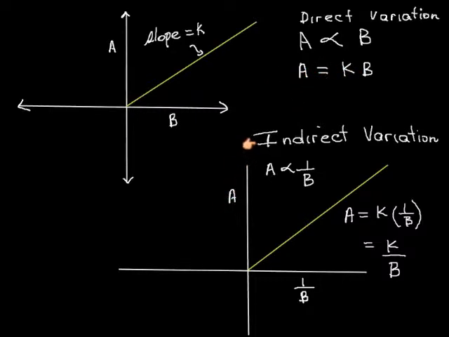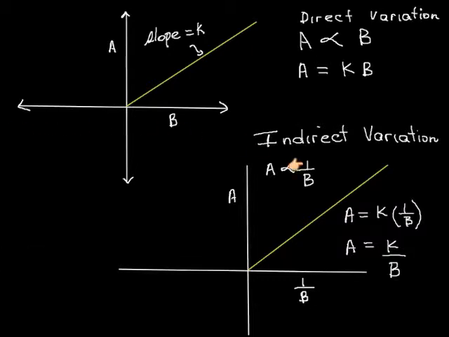When A is varying indirectly with B, A plotted against 1 over B gives you a straight line. So here, A is varying indirectly with B, and the slope of the line again is the proportionality constant. So the equation can be created as A is equal to K times 1 over B, or A is equal to K over B.